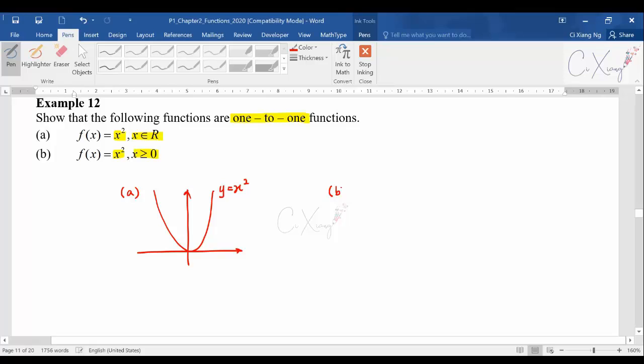And then for part number 2, you also have f(x) equals x squared, but they are looking for only x greater than or equal to 0. So if x is greater than or equal to 0, that means this is your original U shape, restricted to the right half.